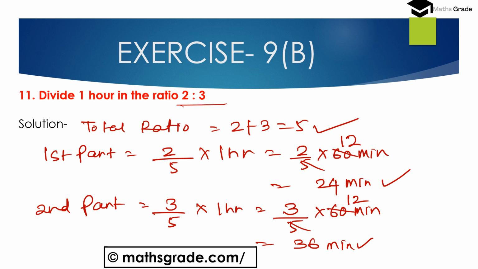We get 24 minutes and 36 minutes. If we add the first part and second part, that is 24 minutes and 36 minutes, 24 plus 36 is 60 minutes. So our answer, that is 1 hour, is equal to 60 minutes. So answer is correct. So dividing 1 hour in the ratio of 2:3, the first part is 24 minutes and second part is 36 minutes.